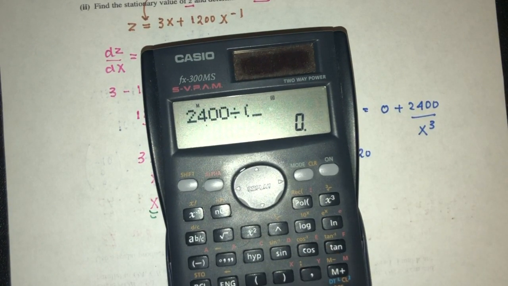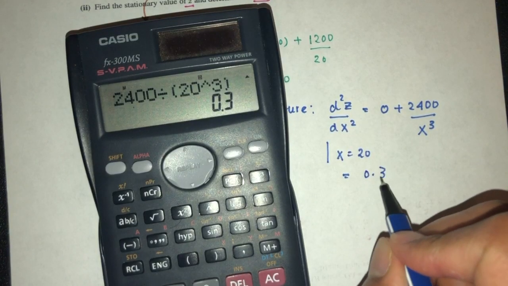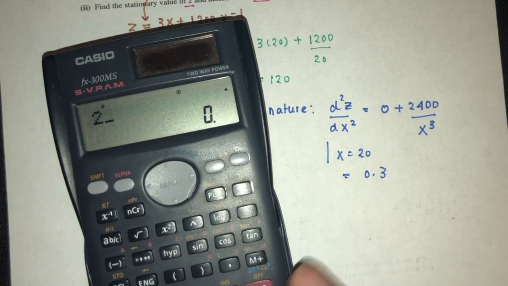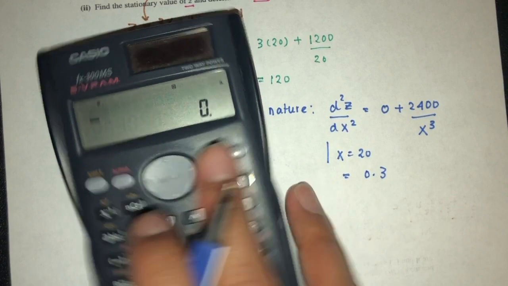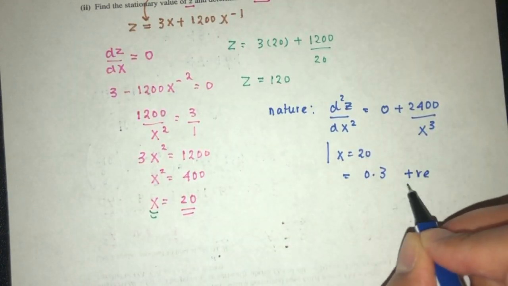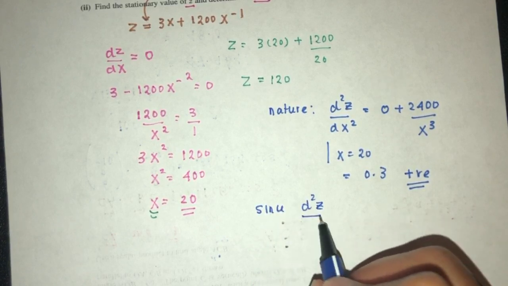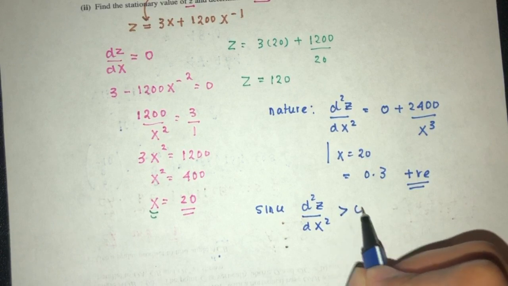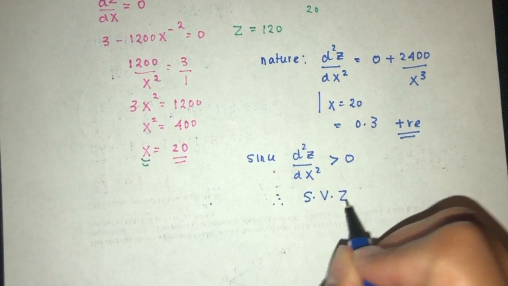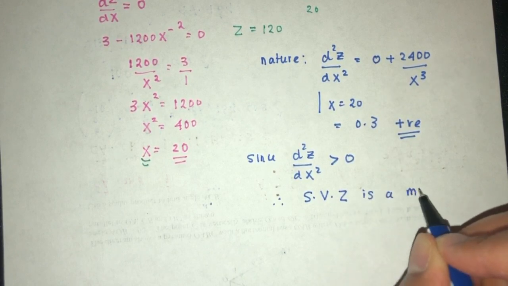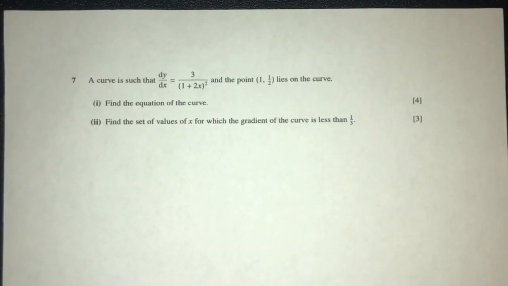2400 divided by 20 power 3. Sorry, 20 power 3 is this much. So 2400 divided by answer. Yep, exactly. So since it is a positive value, you can write since d2z by dx2 is more than 0, we can confirm the stationary value of z is a minimum value. That will be the nature for part 2 of your question. Now let's move on to the next question.